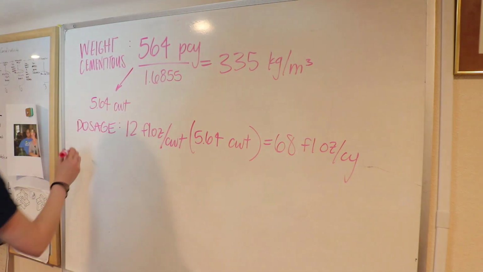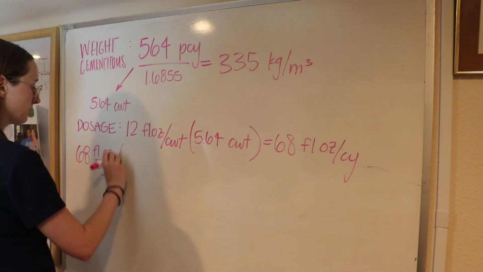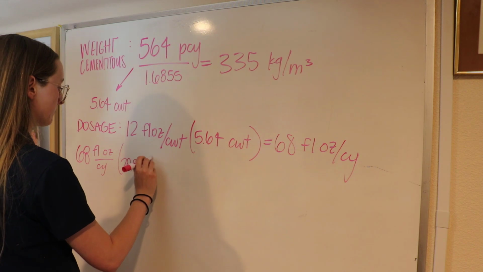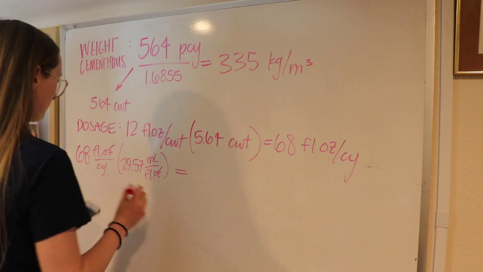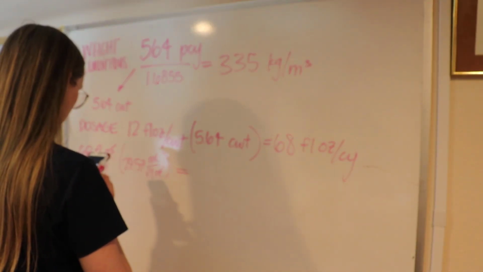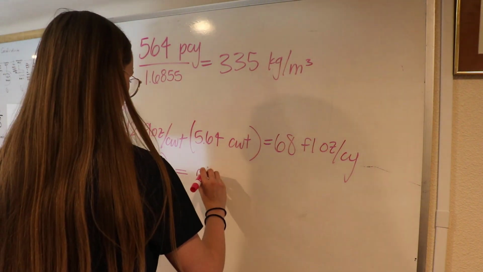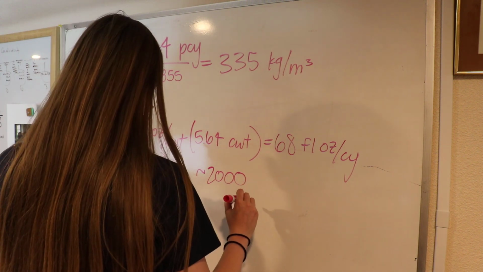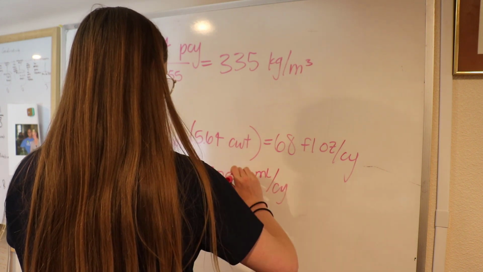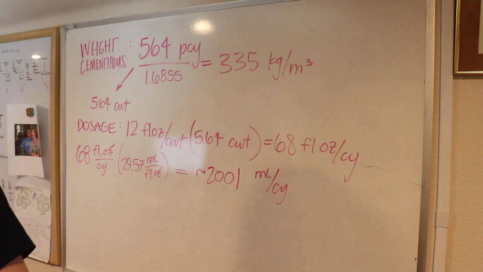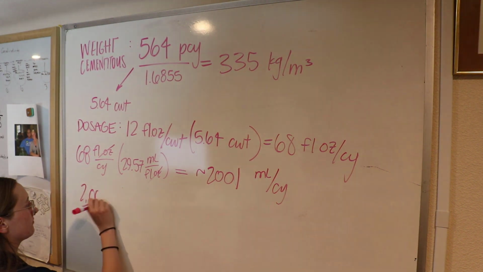Now, converting that to milliliters: take 68 fluid ounces per cubic yard and multiply it by 29.57 milliliters per fluid ounce. Our fluid ounces cancel out, and we're left with milliliters per cubic yard. Sorry about that, we had a little technical difficulty, but we're back on track. So 68 fluid ounces per cubic yard times 29.57 milliliters per fluid ounce gives us 2,001 milliliters per cubic yard.